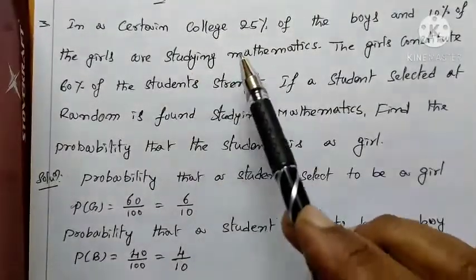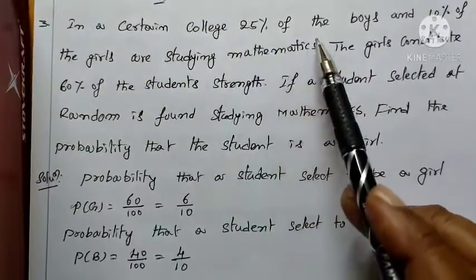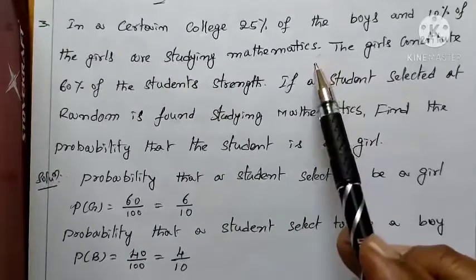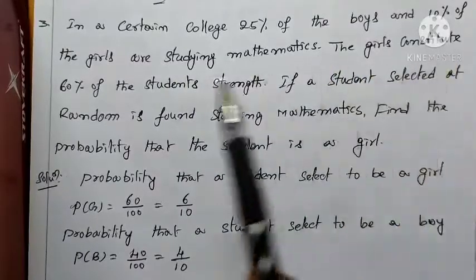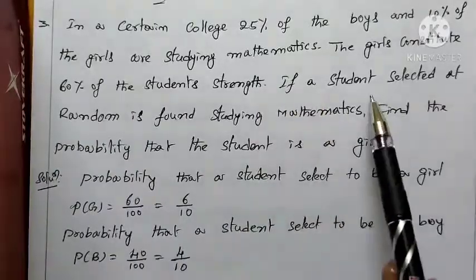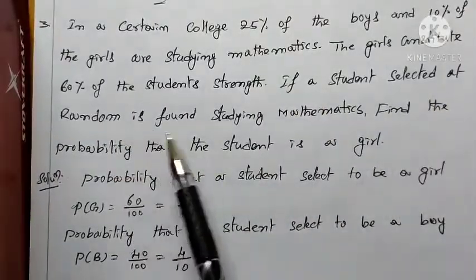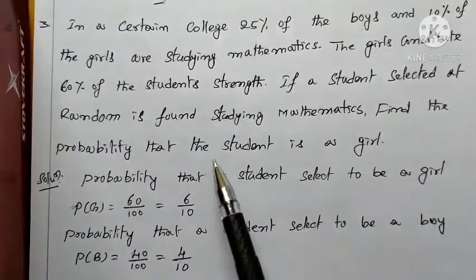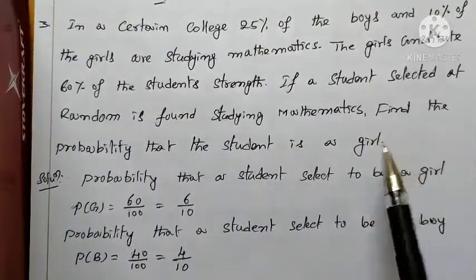In a certain college, 25% of the boys and 10% of the girls are studying mathematics. The girls constitute 60% of the student strength. If a student selected at random is found studying mathematics, find the probability that the student is a girl.